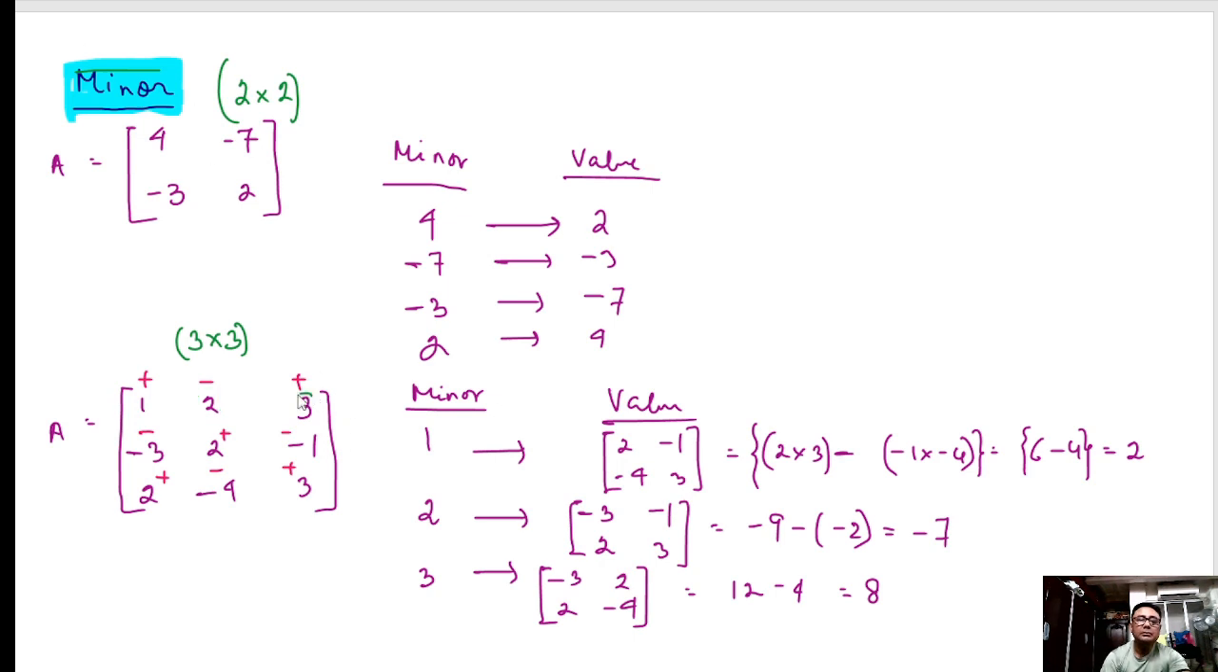Next is about 3. So don't choose its row or column. So this is the part that we have to choose. Here we have chosen it. So it is giving plus 12 minus 4, which is 8. So minor of 3 is 8. Clear?